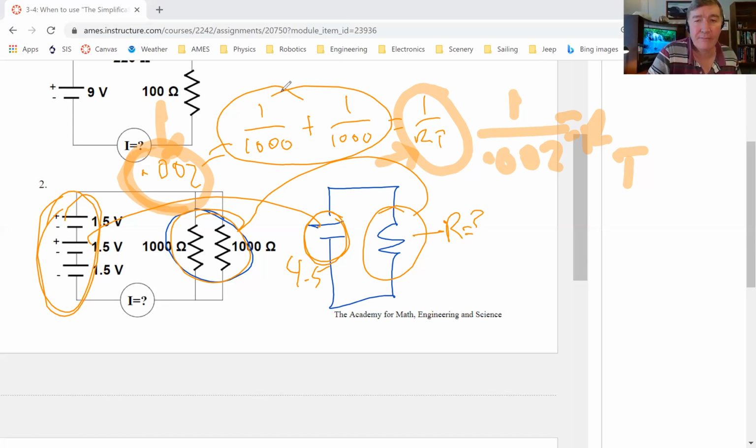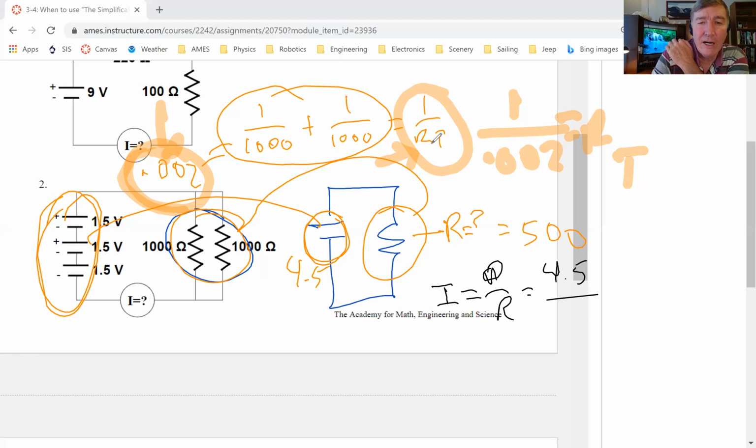Yeah. Okay, so what did you do next there, Tristan? And then after that, to get the current, I took 4.5 from the voltage and then divided it by the 500 ohms that we just got. Okay, so it sounds like you're using Ohm's law. You're saying that I equals V over R. And V, we know, is 4.5. R, we know, now this R is this guy right here, 500.